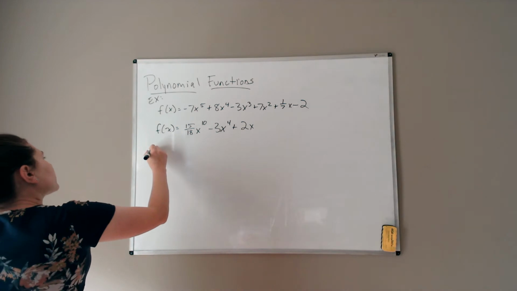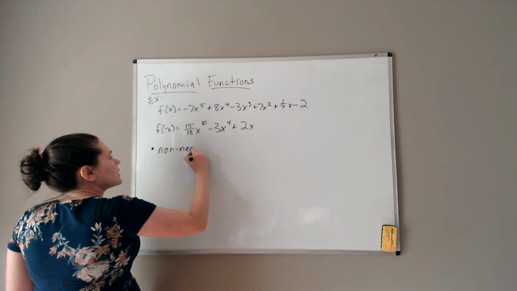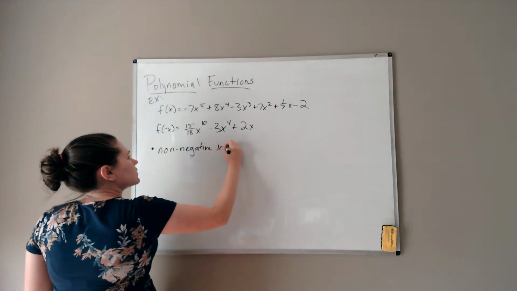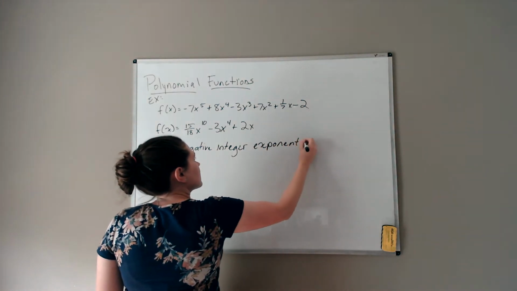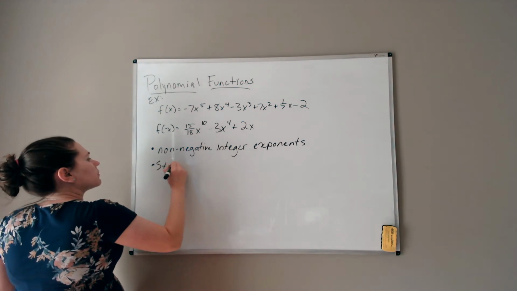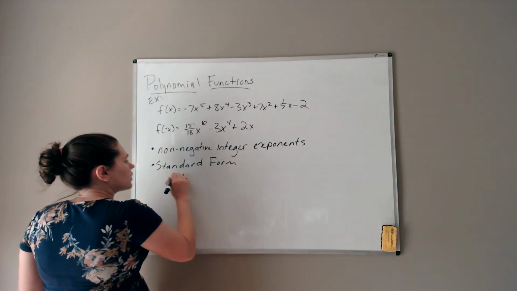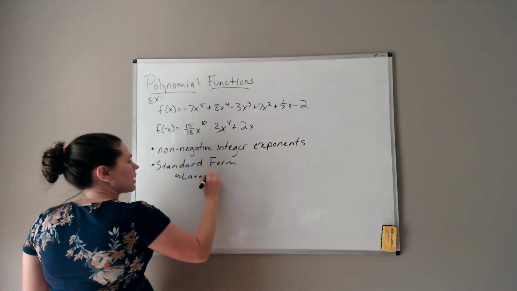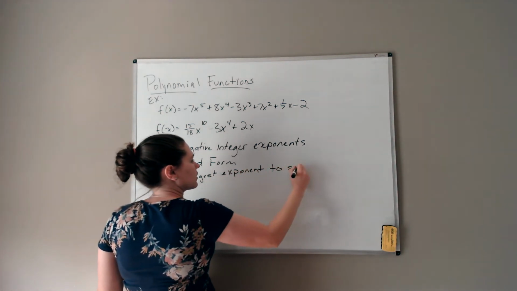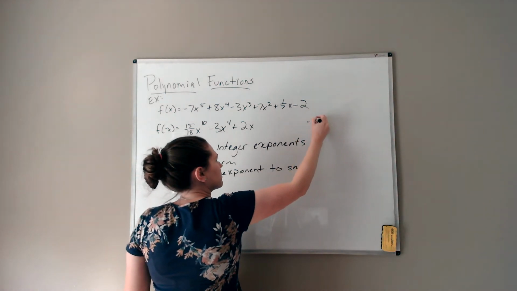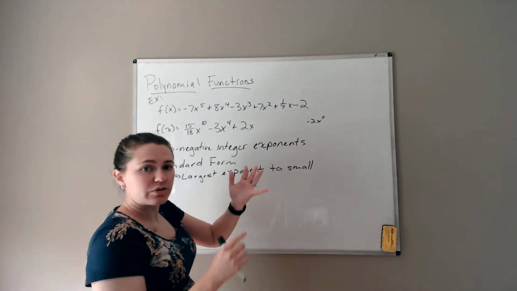So if you are a polynomial function, you have non-negative integer exponents. When you are in standard form of a polynomial, you go largest exponent to smallest. Remember, a constant would really be x to the 0. That's why we say non-negative, because non-negative includes positive and 0.